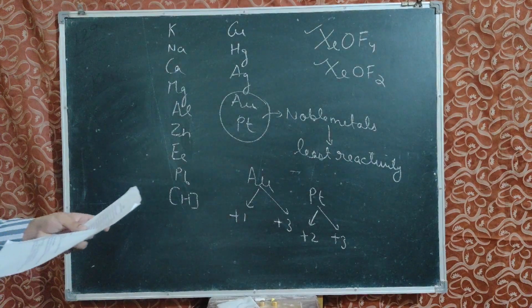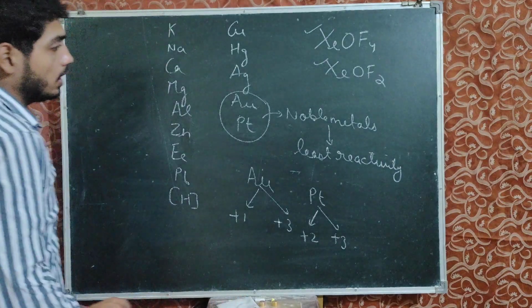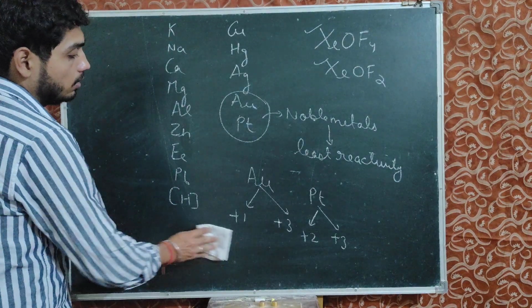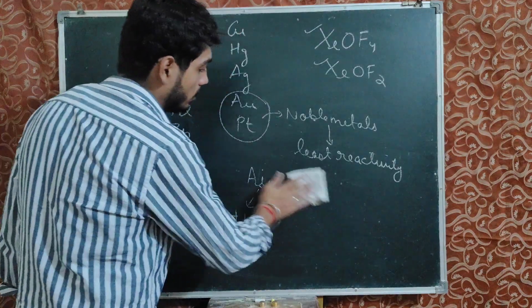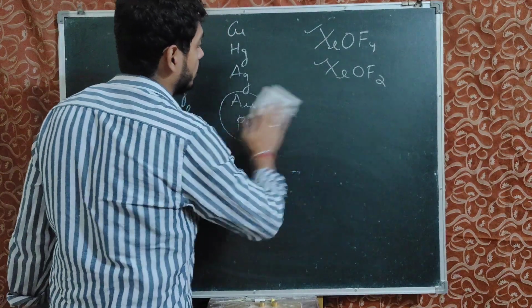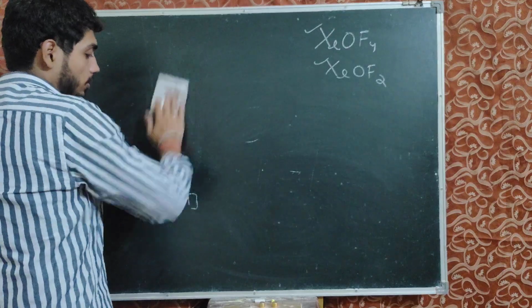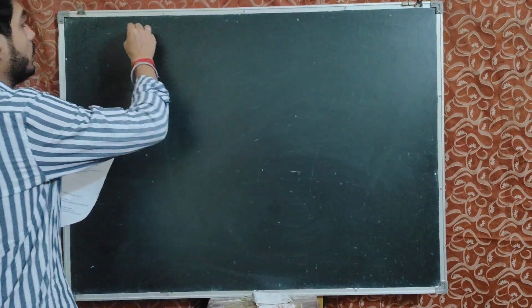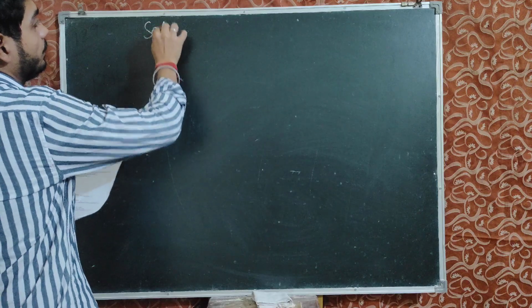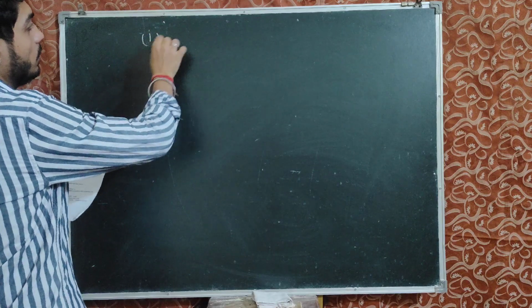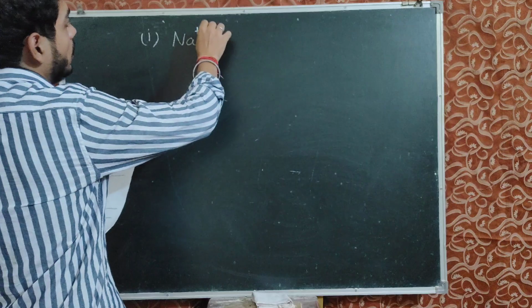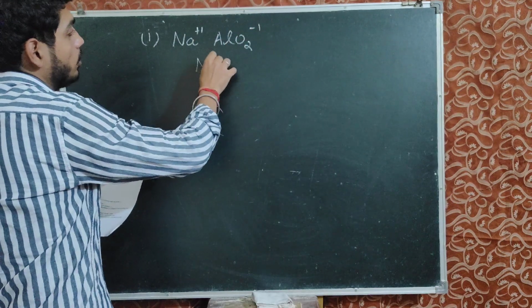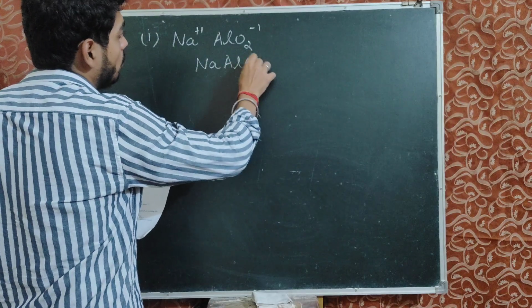Write the formula of the following compounds. Now we are coming to the part: write the formula of the following compounds. Please stop in between and write down yourself. Do not leave anything. Sodium metaaluminate. I am directly writing the formula. Sodium metaaluminate: Na+1, AlO2 minus 1. So this is sodium metaaluminate, NaAlO2.